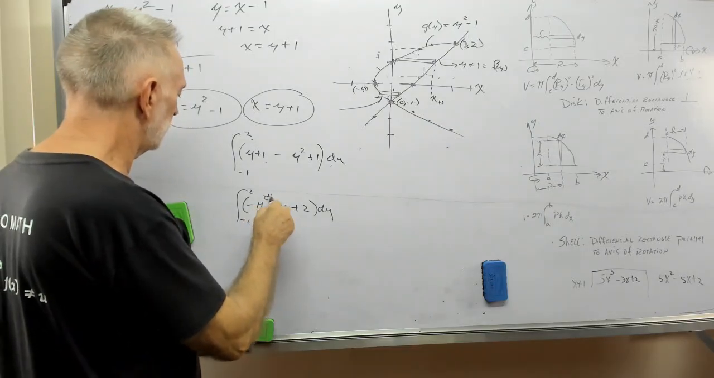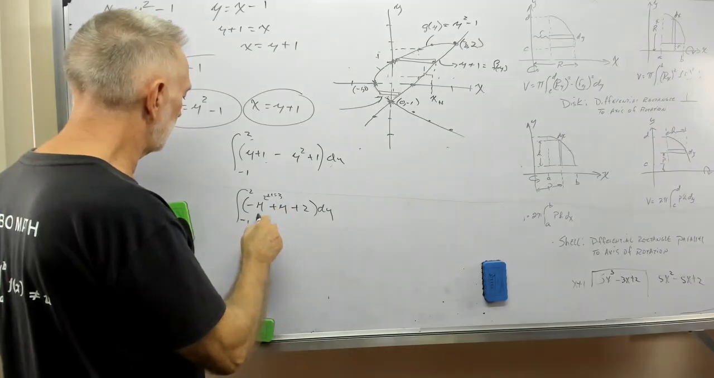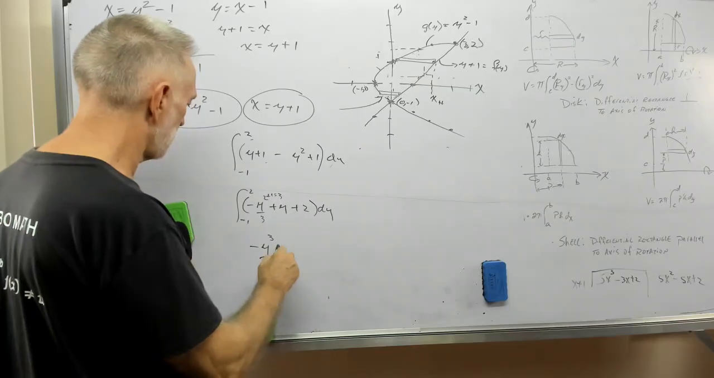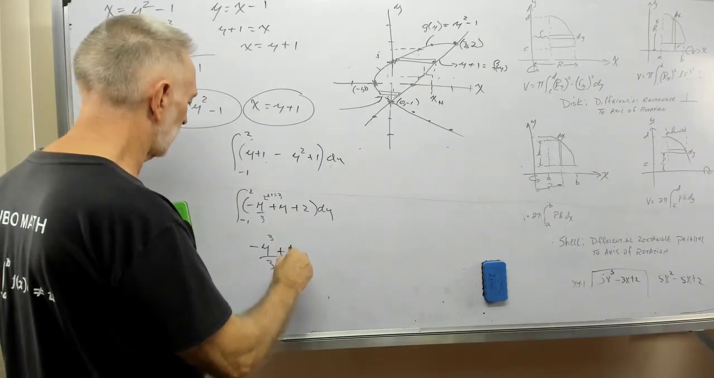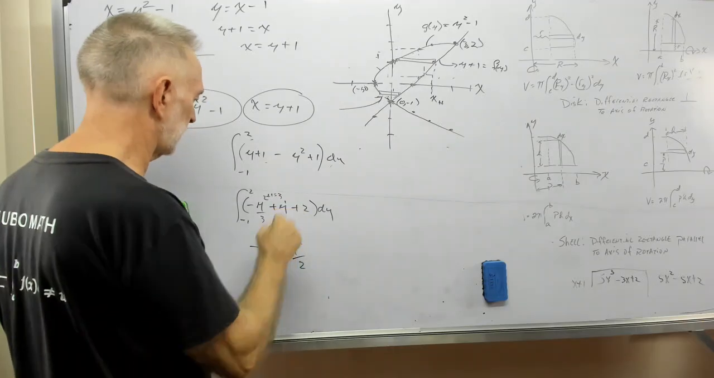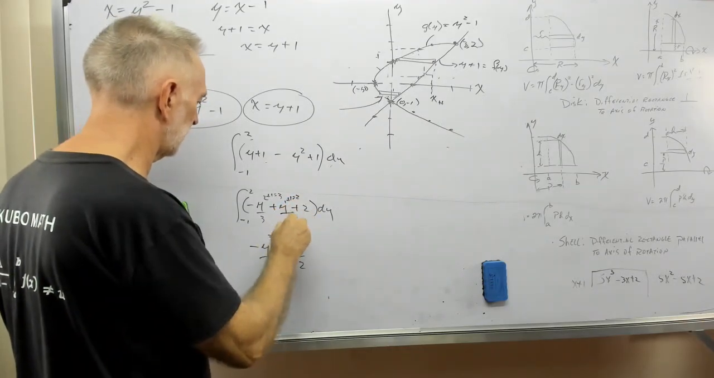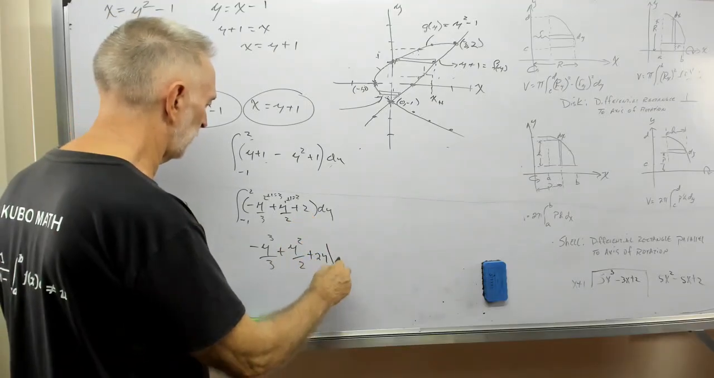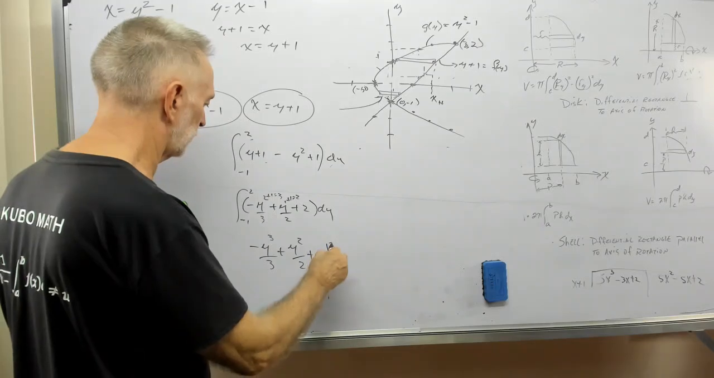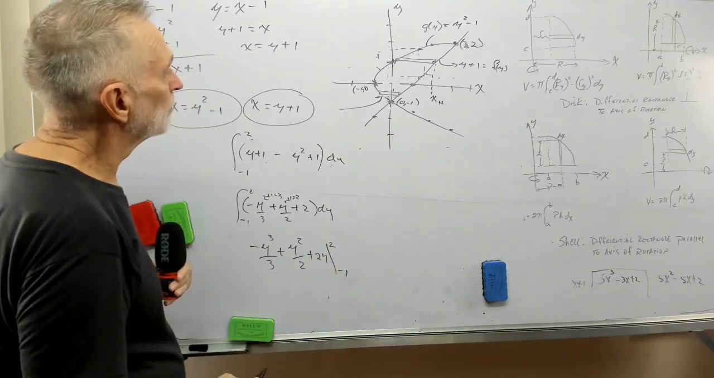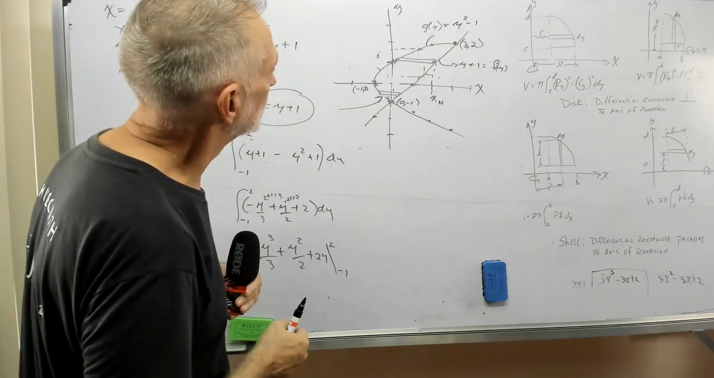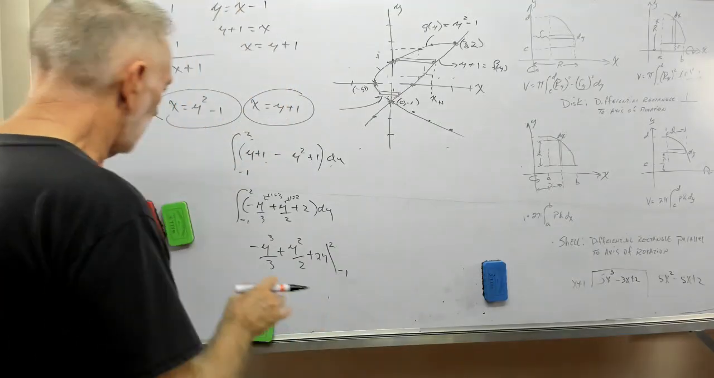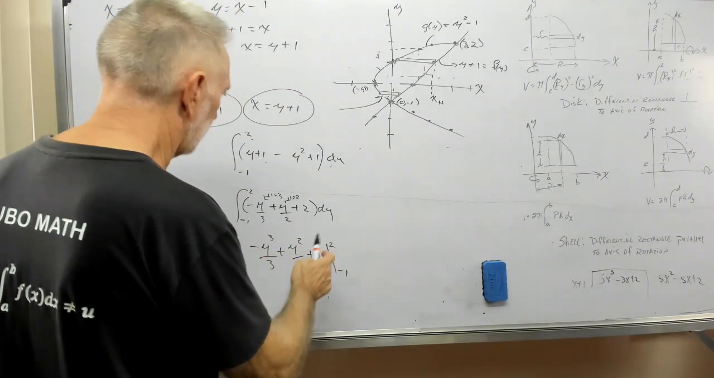Increase this power by 1. So 2 plus 1 is 3, divide by 3. So I have minus y cubed over 3 plus y squared over 2, because that's y to the first power, add 1 equals 2, divide by the 2, and plus 2y. All of this from -1 to 2.